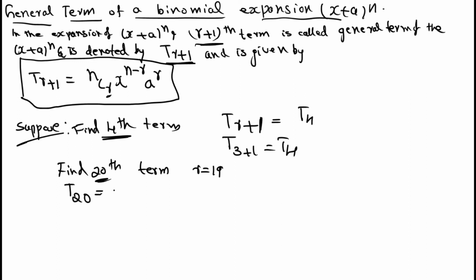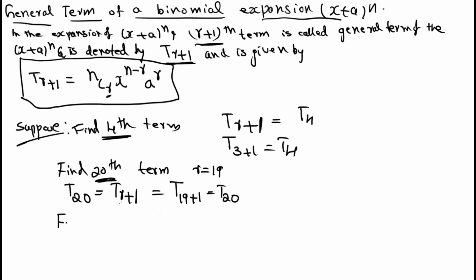The general term is in the form T(r+1). To get T20, what must the value of r be? The r value must be 19, because 19+1 gives T20. Suppose you substitute r = 20 itself, then T(20+1) gives T21. But the question is the 20th term. So whenever this type of question is asked, the r value is 1 less than the required value.